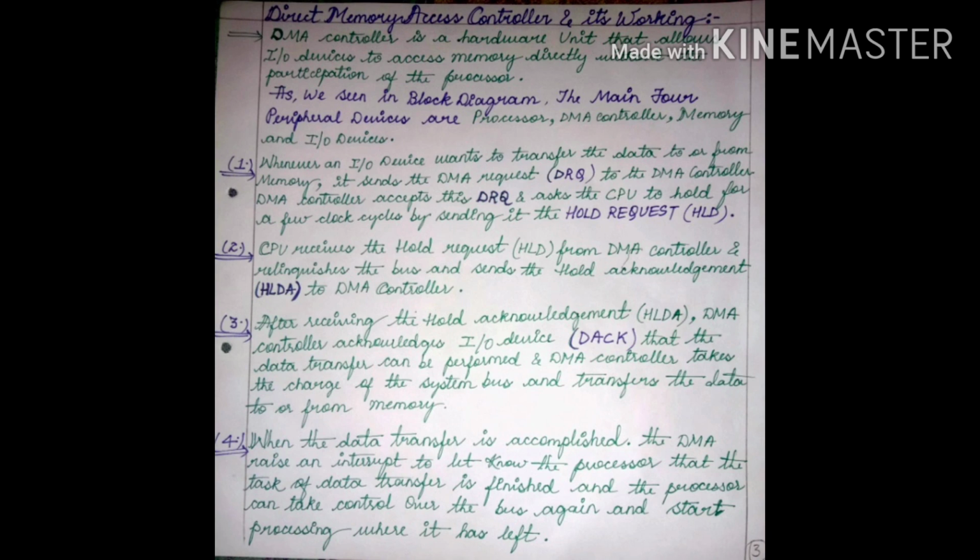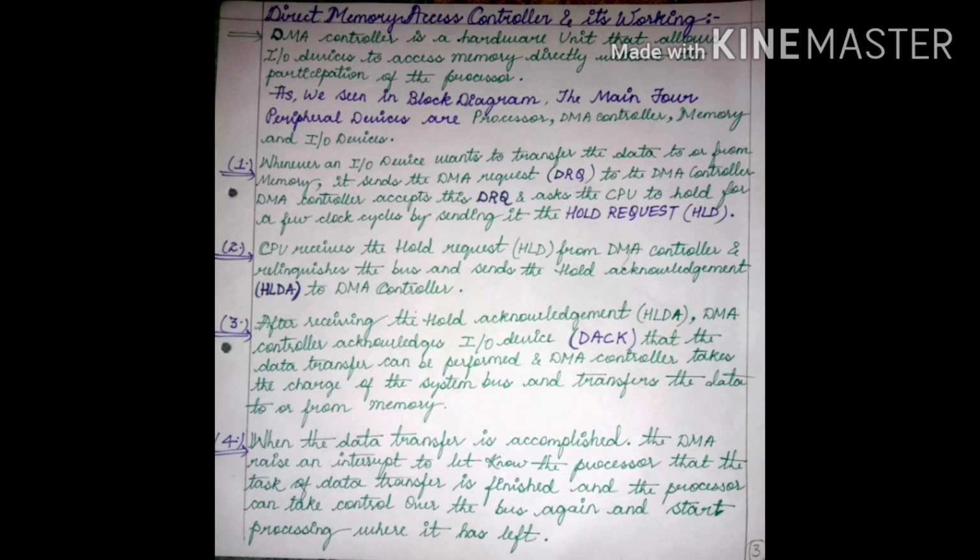First, whenever an input-output device wants to transfer data from memory, it sends a DMA request, that is DRQ, to the DMA controller. The DMA controller accepts this DRQ and asks the CPU to hold for a few clock cycles by sending it the hold request, HOLD. Second, the CPU receives the hold request from the DMA controller, relinquishes the bus, and sends the hold acknowledgement to the DMA controller.